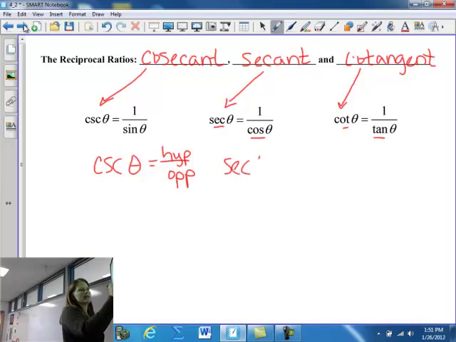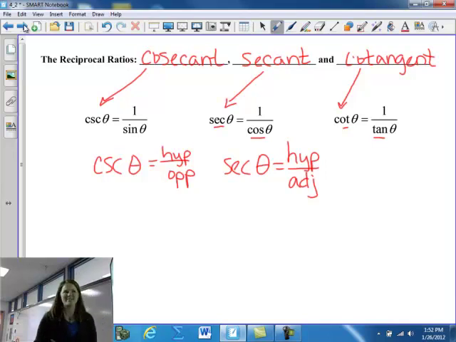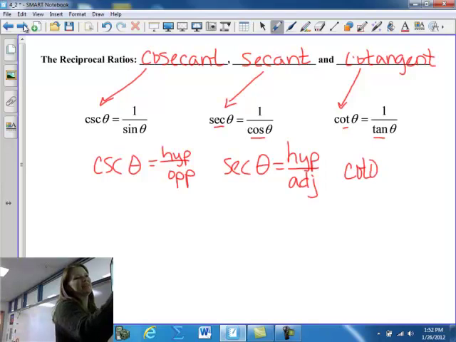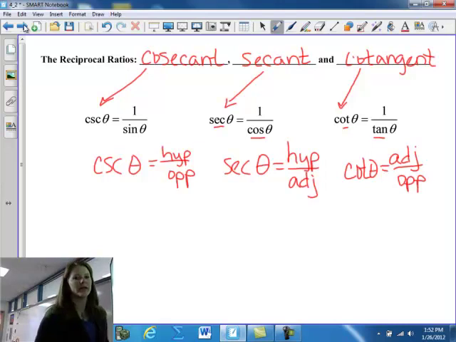Okay, so the secant is the reciprocal of the cosine. Cosine was? Adjacent over hypotenuse. So the reciprocal would be? Hypotenuse over adjacent. Very nice. We just write the abbreviations and we don't say them. And then the cotangent of theta would be? Well, tangent was opposite over adjacent. So adjacent over opposite. He almost spoiled a surprise that's later to come.